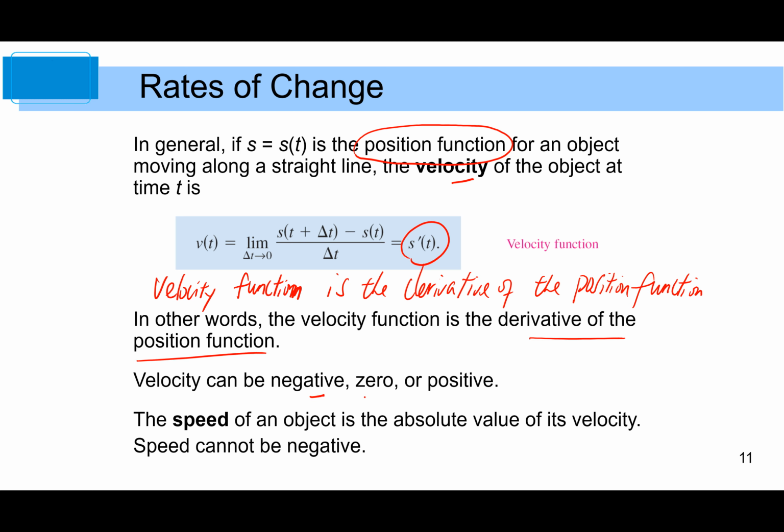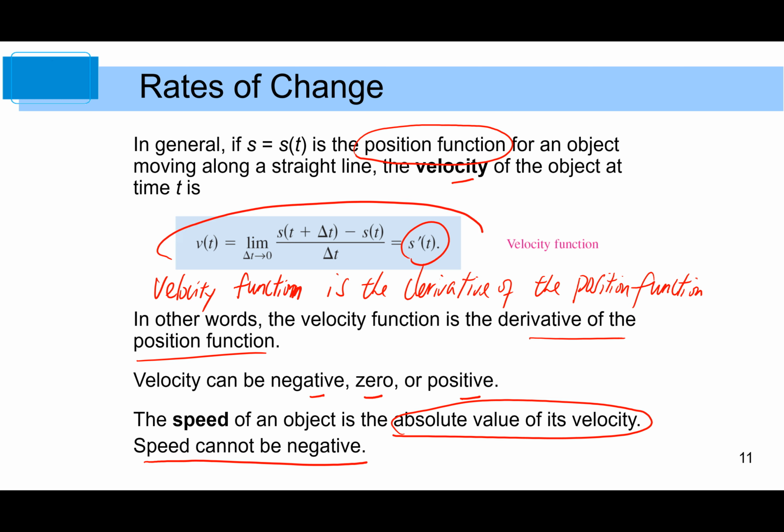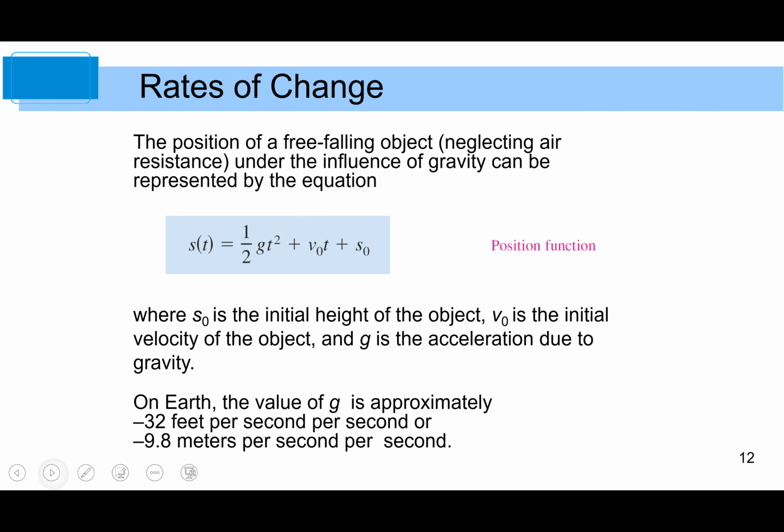Velocity could be negative, could be 0, could be positive. The speed of an object is the absolute value of its velocity, meaning it's velocity without a direction, and speed cannot be negative. Okay. So this is the key thing, right? The definition of the velocity function using the limit definition.